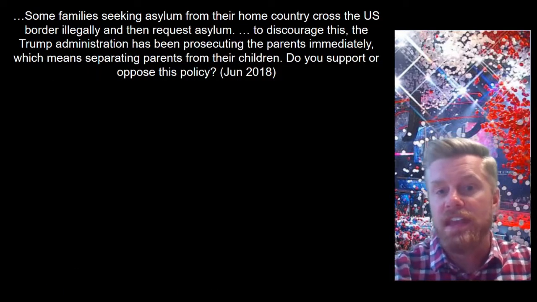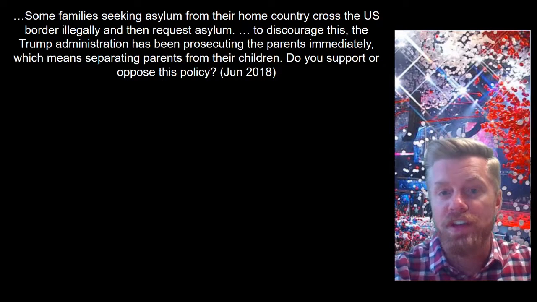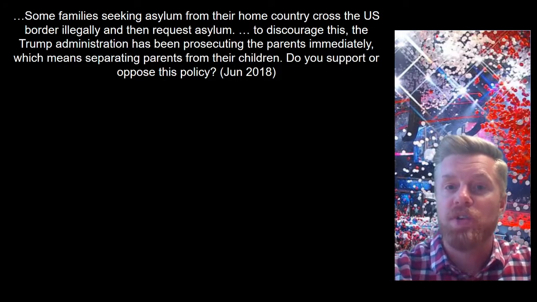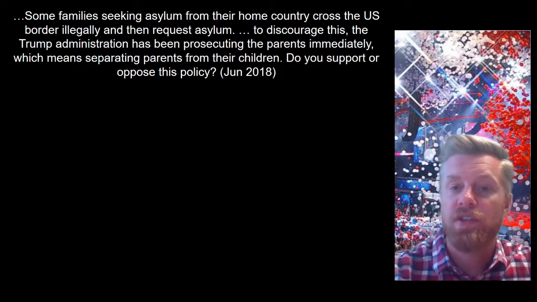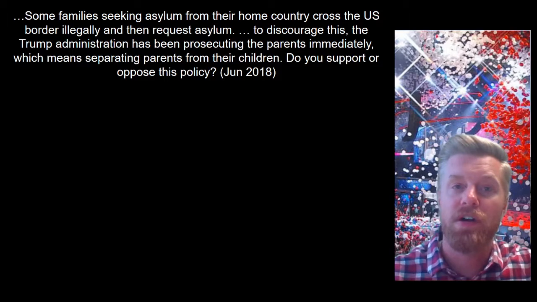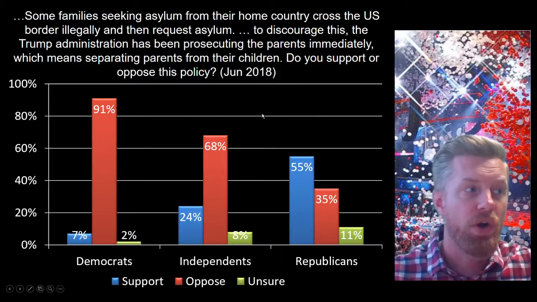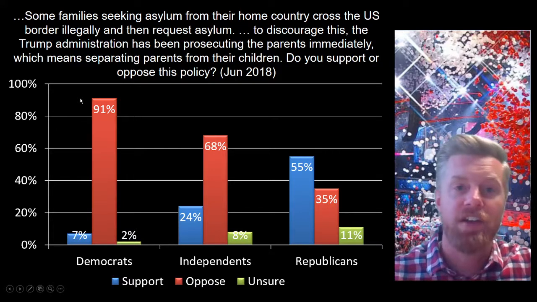Some families seeking asylum from their home country cross the U.S. border illegally and then request asylum. To discourage this, the Trump administration has been prosecuting the parents immediately, which means separating parents from their children. Do you support or oppose this policy, often called the family separation policy now? If you oppose it, put your tally under Democrats. If you support it, put your tally under Republicans.